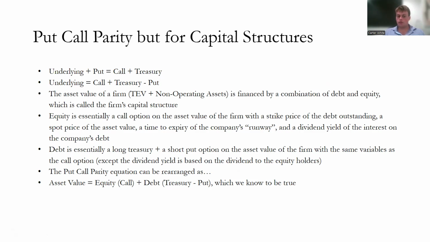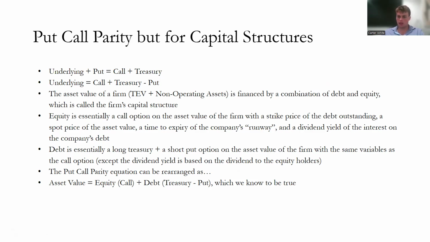You can show that through this model where debt is a long treasury plus a short put. Although a debt holder can lose money because they are selling a put option. If the asset value goes below the strike price, the amount of debt, thinking in corporate finance lingo, if the asset value goes below the amount of debt, the debt holders are going to start to eat the losses.